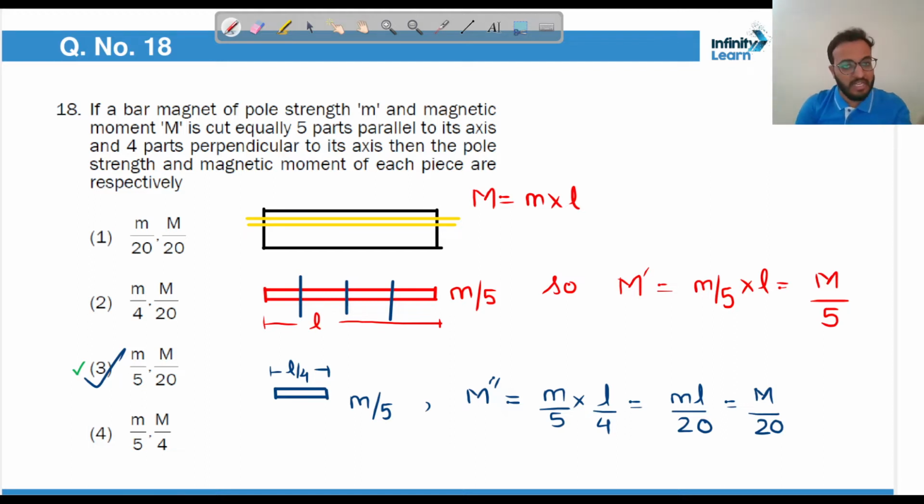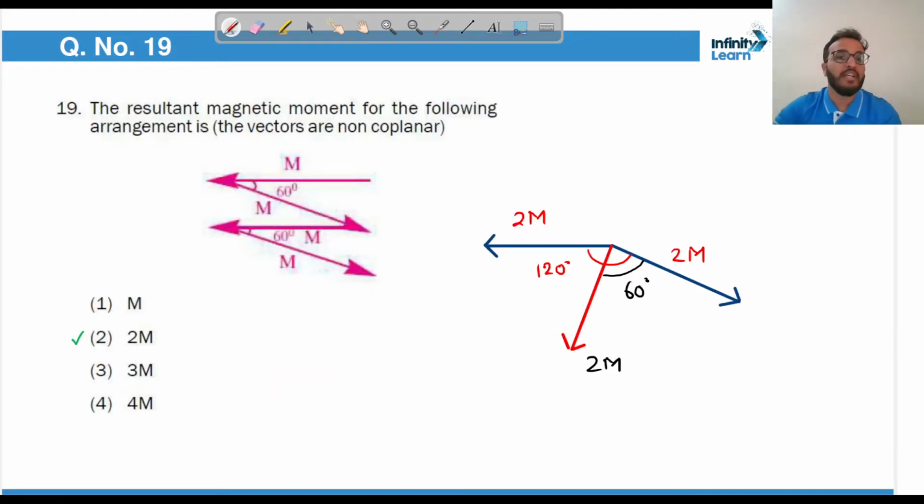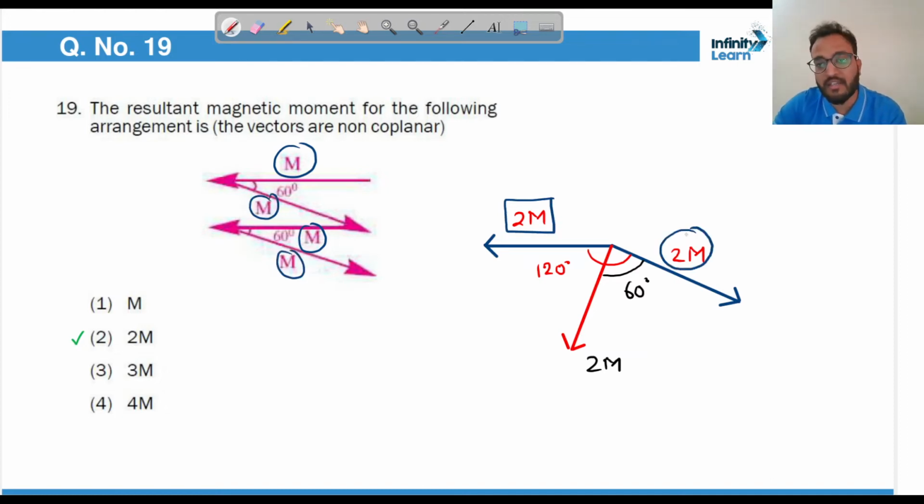So whenever you cut it axially, the pole strength changes. Okay, and whenever you cut it equatorially, the length only changes, the pole strength remains same. Okay, now here we have to add them. So this is a question of simple vectorial addition. So this is m and this is m, they both become 2m. Now you take this m and this m, they both become 2m at this angle. So the overall angle between them becomes 120 degrees.